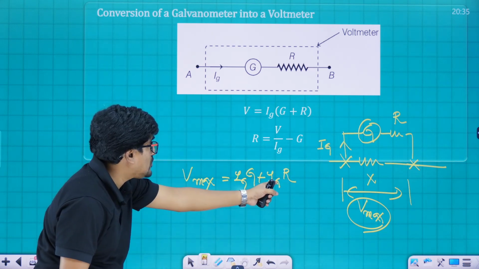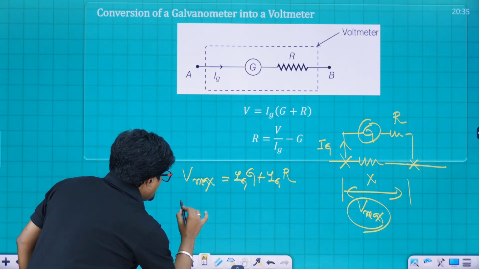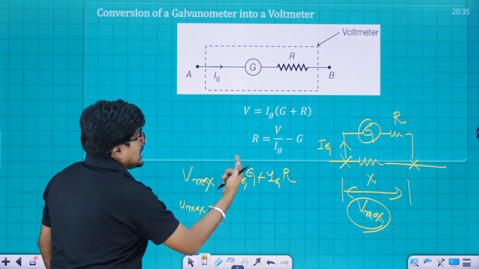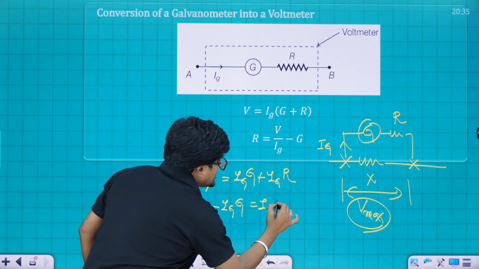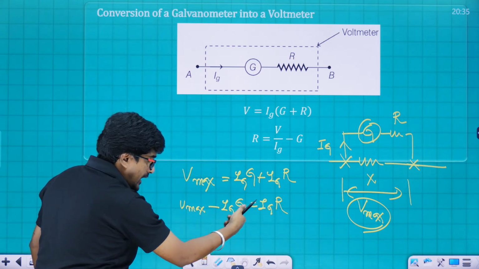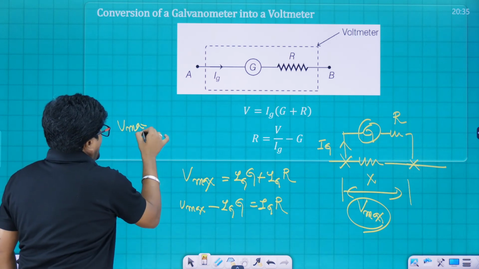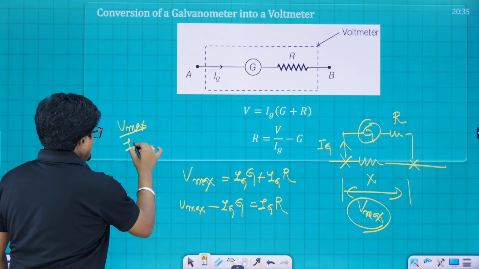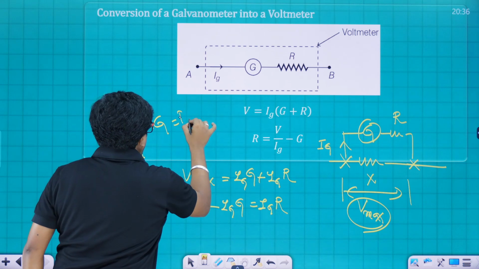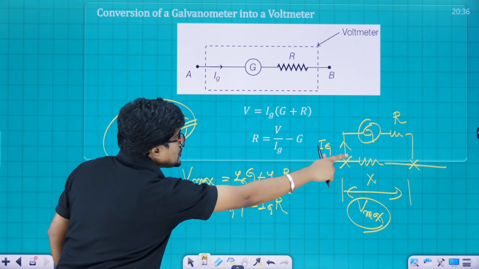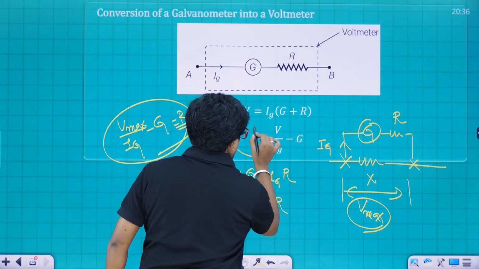If I need to calculate the value of capital R, I can take this towards the left. So this is V max minus I suffix G into capital G, which equals I suffix G into capital R. Now let me divide this entire term by I suffix G. That gives me the final answer: V max divided by I suffix G, minus capital G, is going to be capital R. This is the resistance that we connect in series to the galvanometer. You may see the same expression here as well.